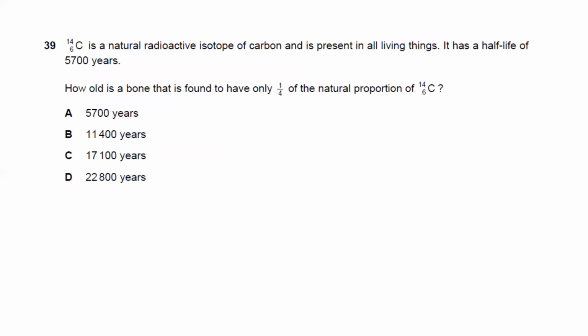Then question 39, it says carbon-14 is a natural radioactive isotope of carbon and is present in all living things. It has a half-life of 5,700 years. How old is a bone that is found to have only 1/4 of the natural carbon-14? Okay, so half-life. Remember, 1/4 is equal to (1/2) to the power 2, and the half-life is 5,700 years.